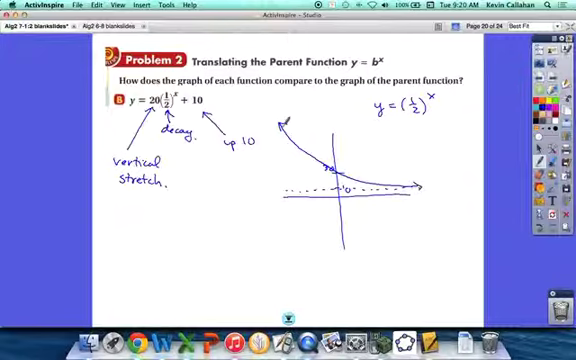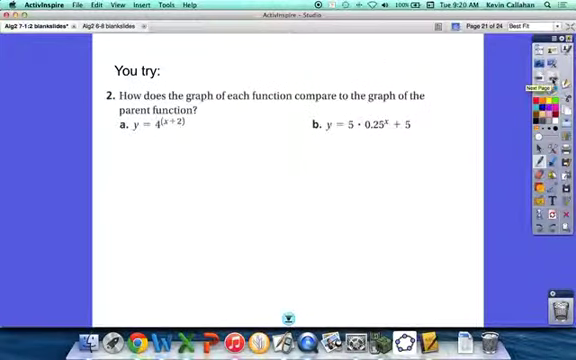Not too hard? Hope. Okay, so just describe the transformations of these two.